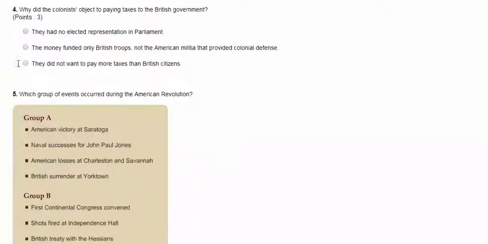Number 4, why did colonists object to paying taxes to the British government? They had no elected representation in Parliament. The money funded only British troops, not the American militia that provided colonial defense. Or they did not want to pay more taxes than British citizens.